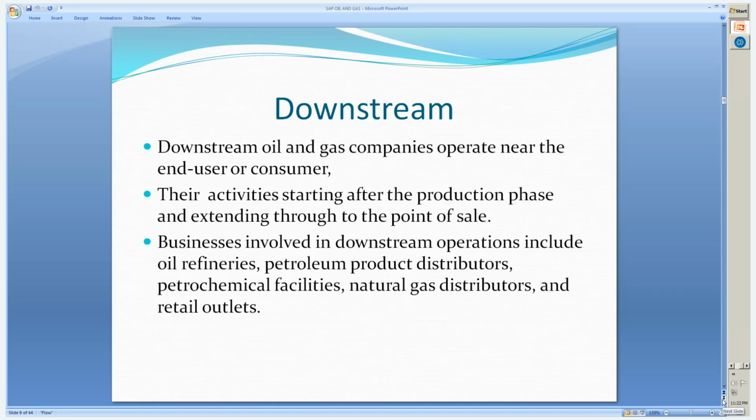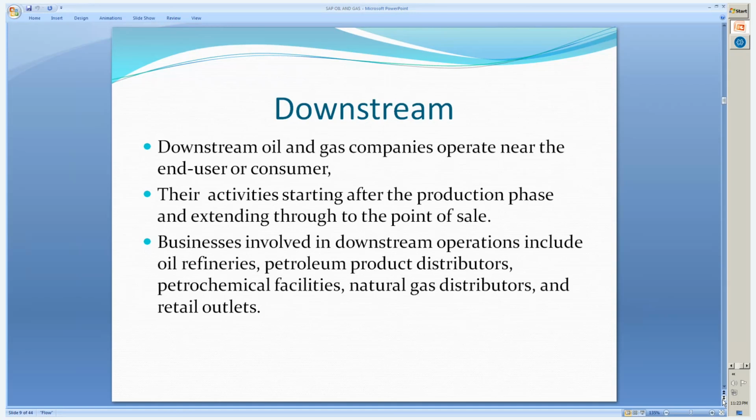Now, basically, downstream oil and gas companies are located in such a way that they can cut down the time in terms of transportation of the oil and gas products to end consumers. Basically, their activities start from getting the crude oil from the upstream companies and taking it to the production phase, and then ultimately marketing and making sure the product reaches the end point of sale, the retail outlet.